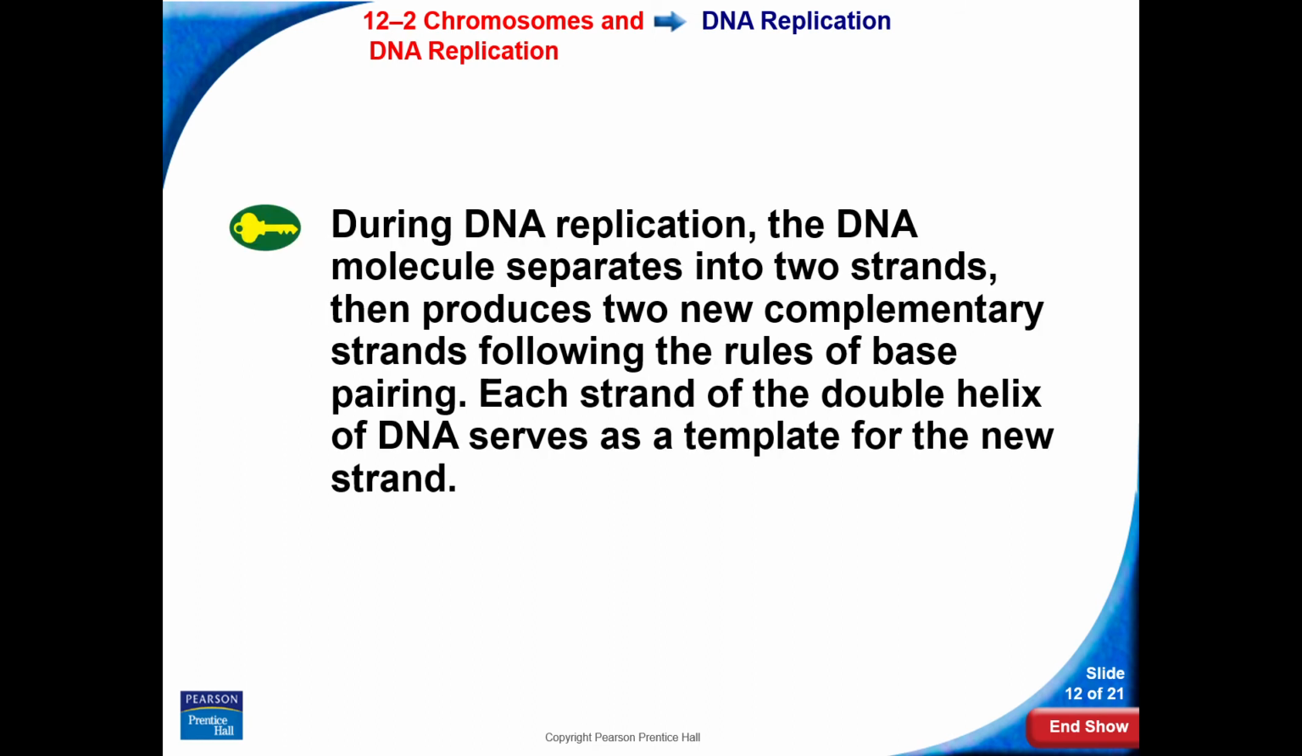So during DNA replication, the DNA molecule is going to do a number of things. First of all, it's going to unzip itself down the middle. It's going to separate into two strands at each point where it's going to replicate, and then it's going to produce two complementary strands following the rules of base pairing, A with T and C with G. Each strand of the double helix of DNA serves as a template for the new strand. So they're going to separate, and then each new strand will fill in its complementary bases until it has an exact copy of the DNA.